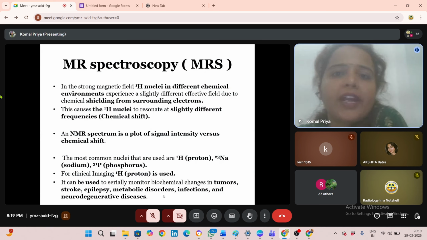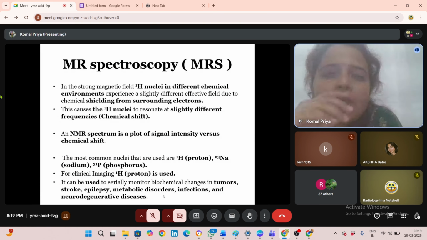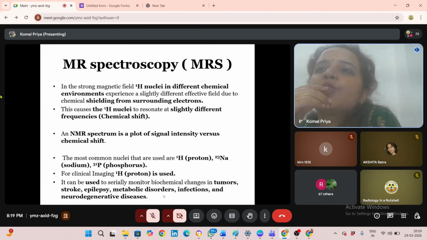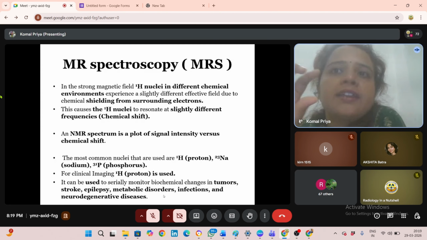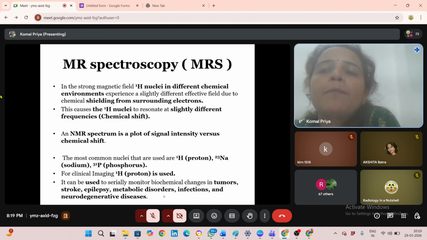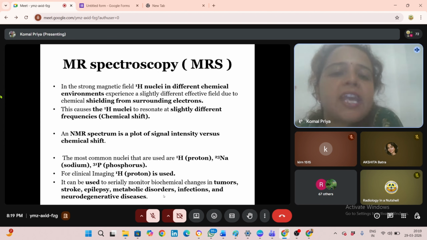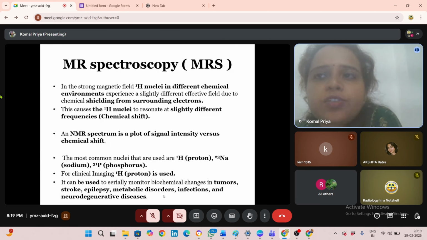Okay, so let's move ahead to our last topic, which is MR spectroscopy. Like the name suggests, spectro means spectrum. This MR spectroscopy will produce a spectrum as opposed to an MR image. What you see is a full MR image, but in spectroscopy, this will create a spectrum, a plot of signal intensity versus frequency curve.